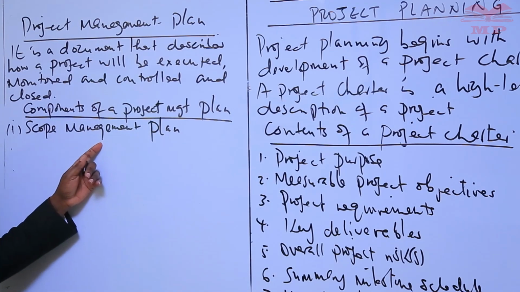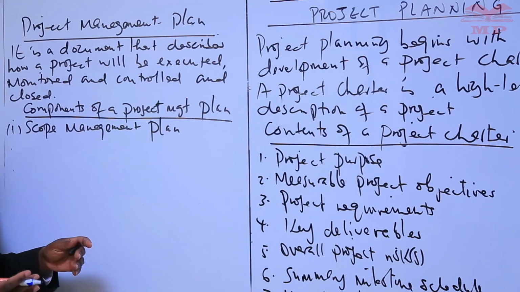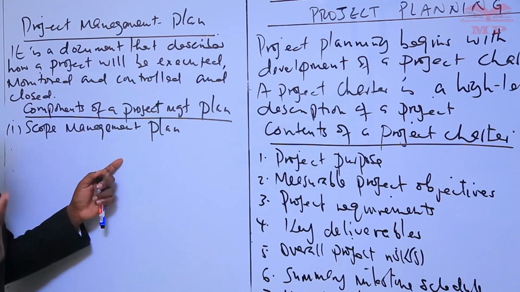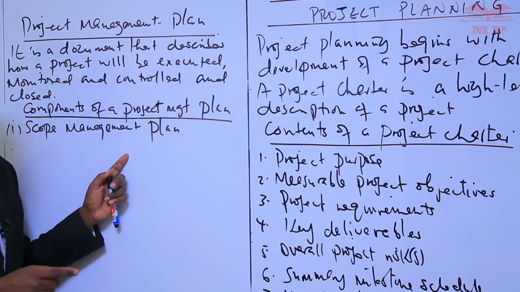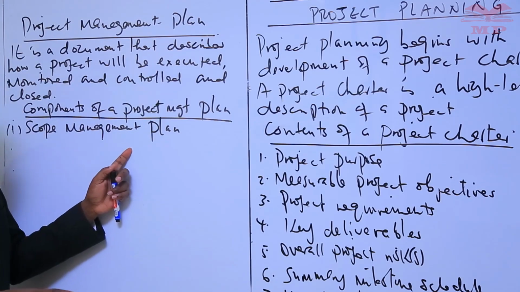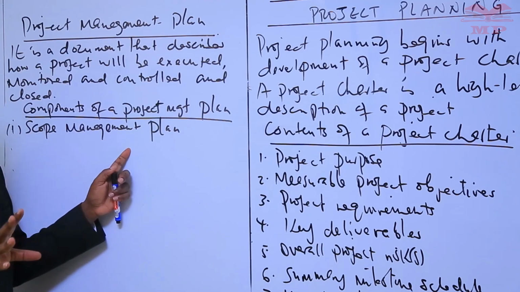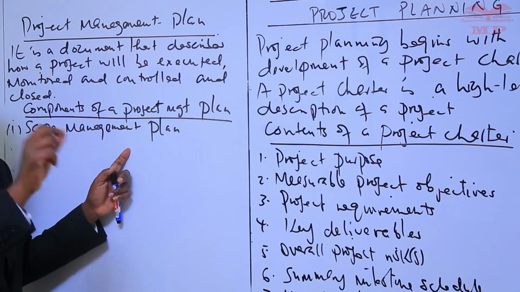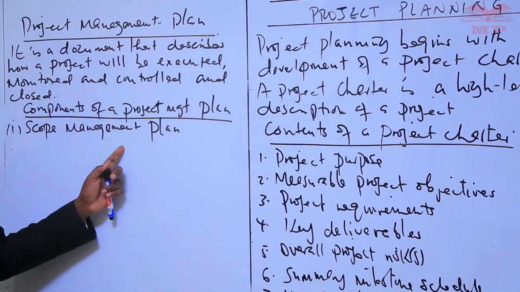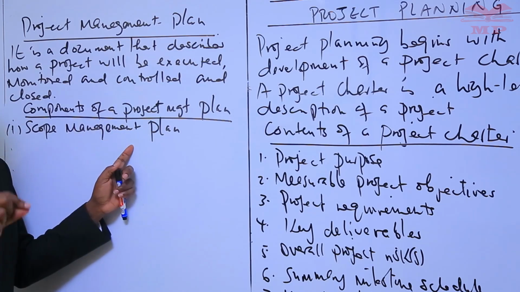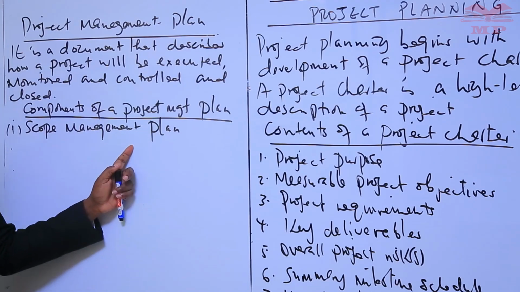Scope management establishes how the scope will be defined, how the scope will be developed, how the scope will be monitored, how the scope will be controlled, and how the scope will be validated. Remember, we say that a project management plan has to be baselined in relation to scope, time, and cost. So in a project management plan, there has to be a scope management plan, which establishes how scope is defined, developed, monitored, controlled, and validated.